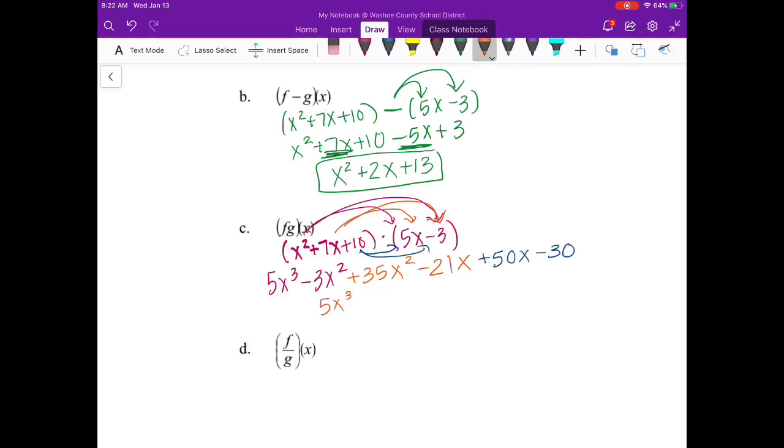Your 5x cubed doesn't combine with anything. But then I have negative 3x squared plus 35x squared gives me 32x squared. And then I have 21x, or negative 21x plus 50x gives me a positive 29x. And then the negative 30 cannot combine with anything. So this is my answer here.